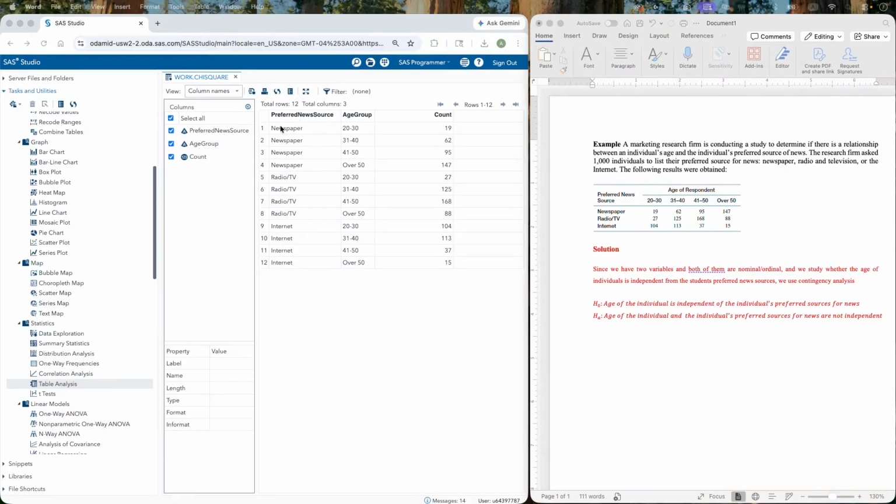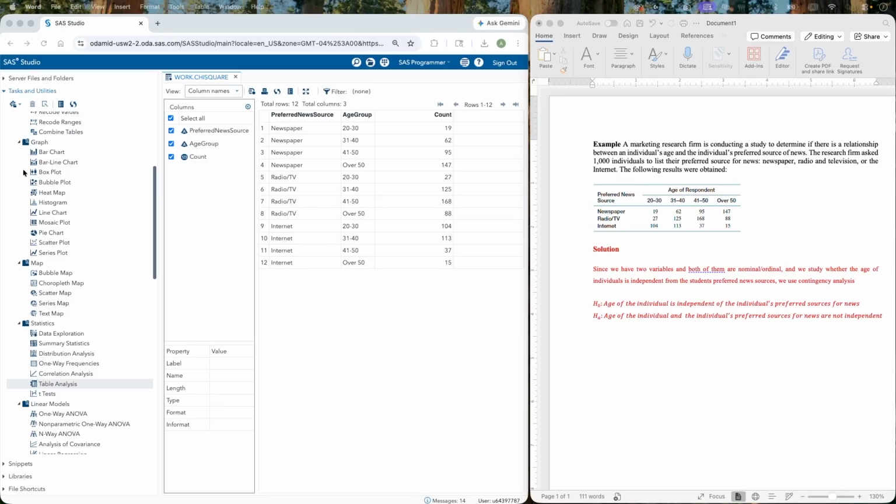Many books say that the outcome is good to be in the column, and the independent variable has to be in the rows. So actually this should be flipped. What they are saying is that this is to be in the rows and this has to be in the columns. So we are going to add the count.